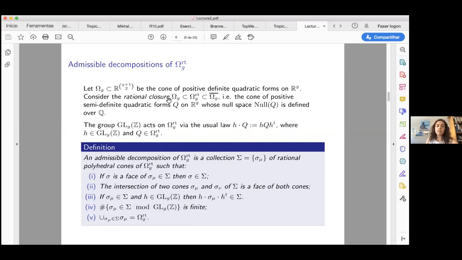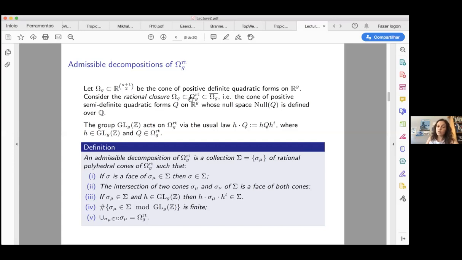Since we want to deal with tropical versions, we have to choose a compactification of these. The important thing here is going to be Omega_g rational. It's a partial compactification of Omega_g inside Omega_g bar. This is the cone of positive semi-definite quadratic forms on R^g whose null space is defined over the rationals.